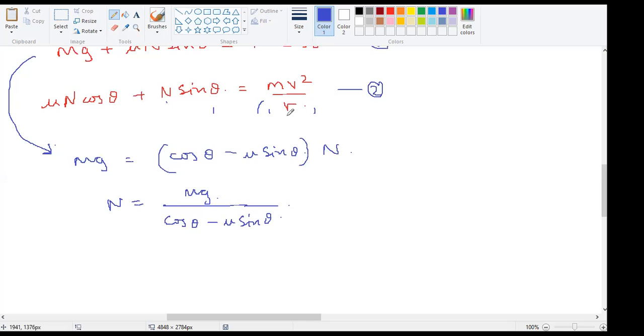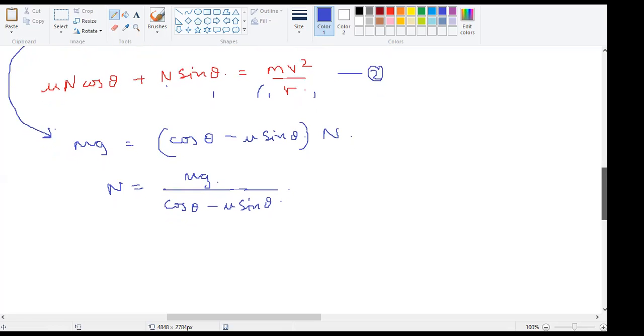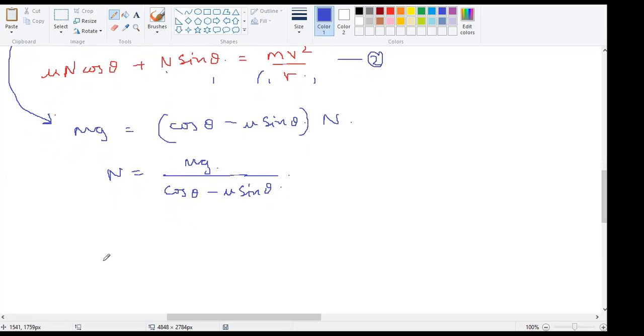Radius of the circular motion is also given. Okay, it's data given. So I'll be expected to find the maximum velocity with which the race cars can go safely. So I can take n commonly out.